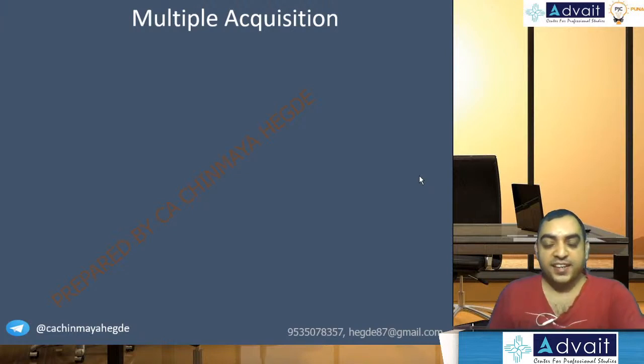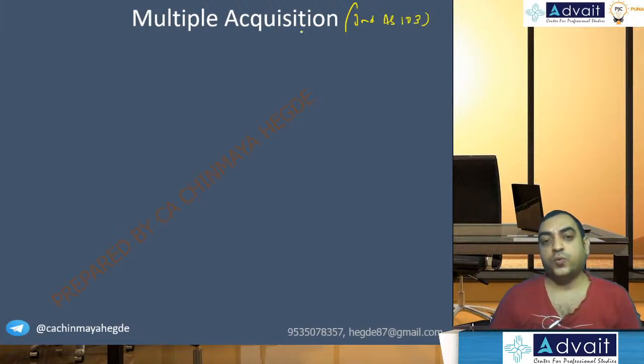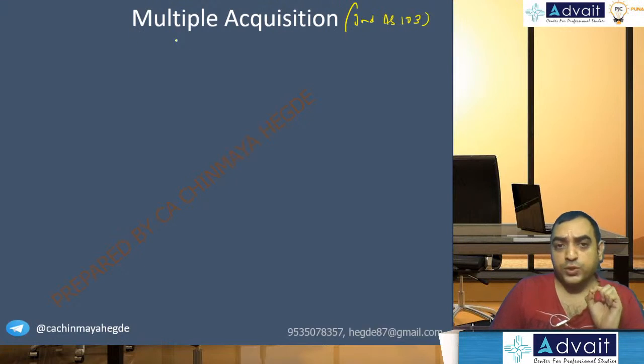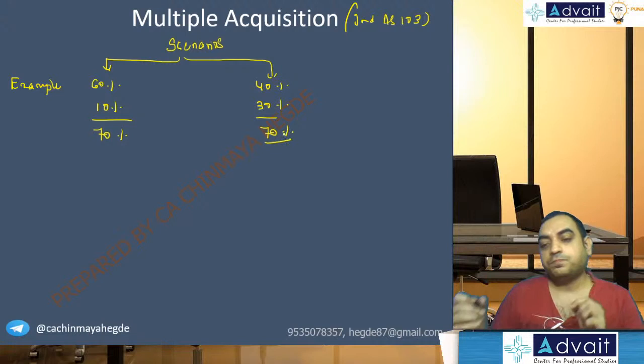Okay, very good. Let's go further. Multiple acquisition is basically covered by Ind AS 103 more than Ind AS 110. Multiple acquisition will have two scenarios. One scenario, I will take an example directly: you acquire 60% first and 10% later. Second scenario example, I'll take 40% first, 30% later. You see, in both cases, you're having 70%.